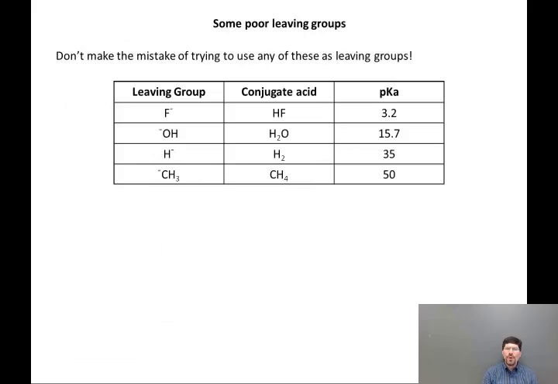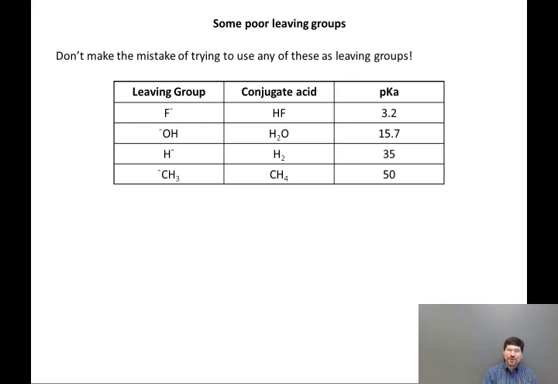Okay, so now that we've talked about what is a good leaving group, I need to give you some examples of things that organic chemistry students commonly try to make leaving groups, especially under the pressure of an exam situation, that are not good leaving groups. So don't make the mistake of trying to use anything from this list as a leaving group. Specifically F minus, OH minus, H minus, or CH3 minus. The conjugate acids of these, HF, H2O, H2, and CH4, have pKa's of 3.2, 15.7, 35, and 50, respectively.